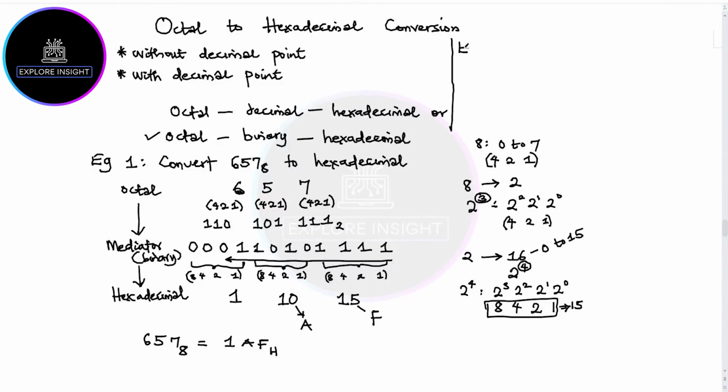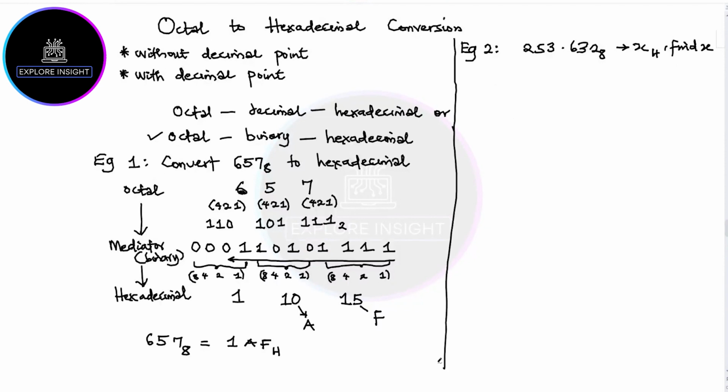How about if I consider example 2? Now in example 2, I want to look at a value with decimal points. Now we are asked to convert 253.632 in the octal system to hexadecimal. So find X. So let's consider this example, 253.632 in octal, and we are asked to find the value of X in hexadecimal form.